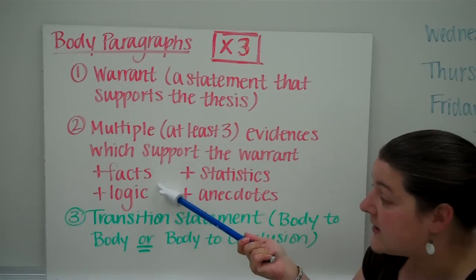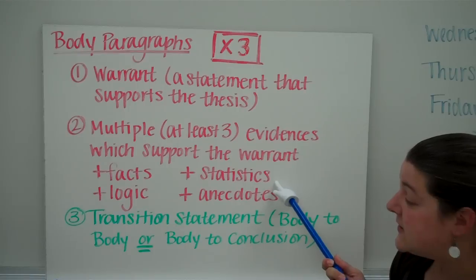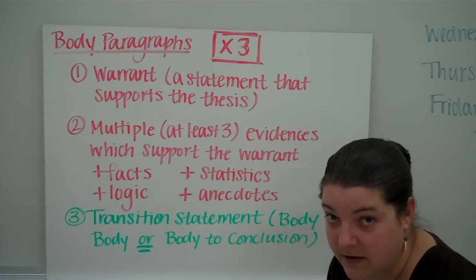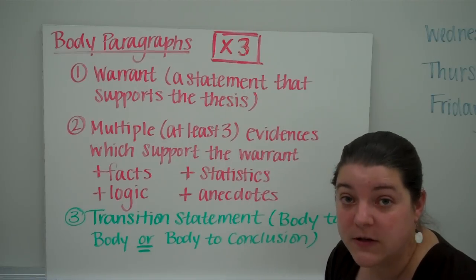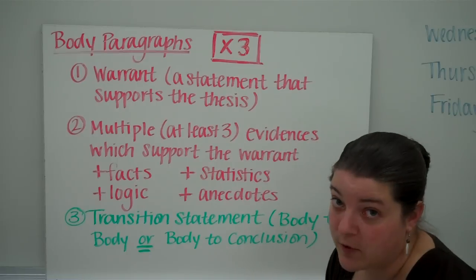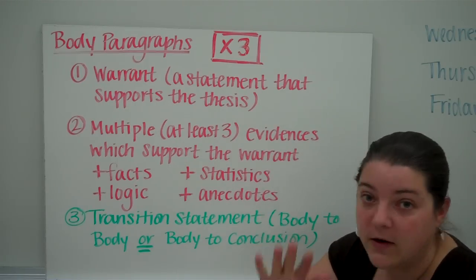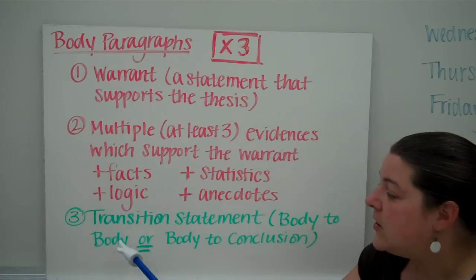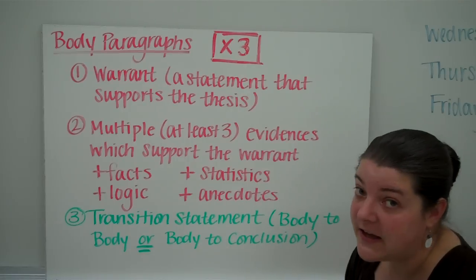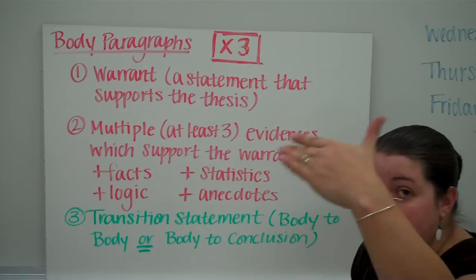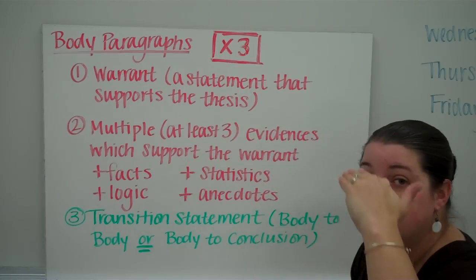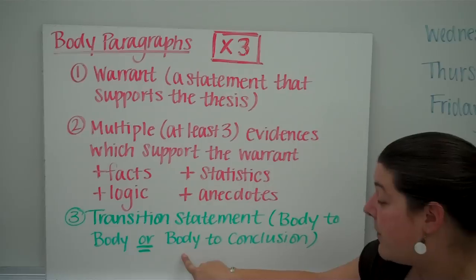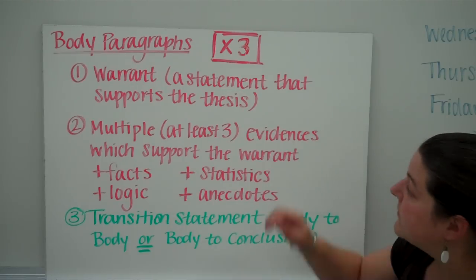These could be things like facts, logic, statistics, and anecdotes. Now, you should know anecdotes because that was a vocabulary word quite a while ago. But you should know anecdotes mean stories that prove a point, okay? And they're short, they are not big. Okay. Then, of course, hey, look, there's that green again. You will have a transition statement at the end of each body paragraph, which again helps you transition from one thought to the next thought. Or you'll have it transitioning from your body paragraph to your conclusion paragraph. Okay?